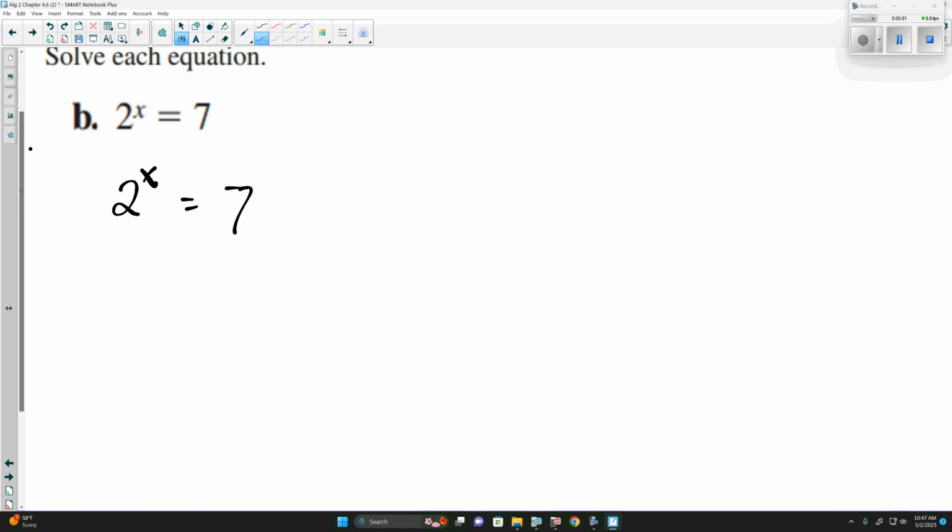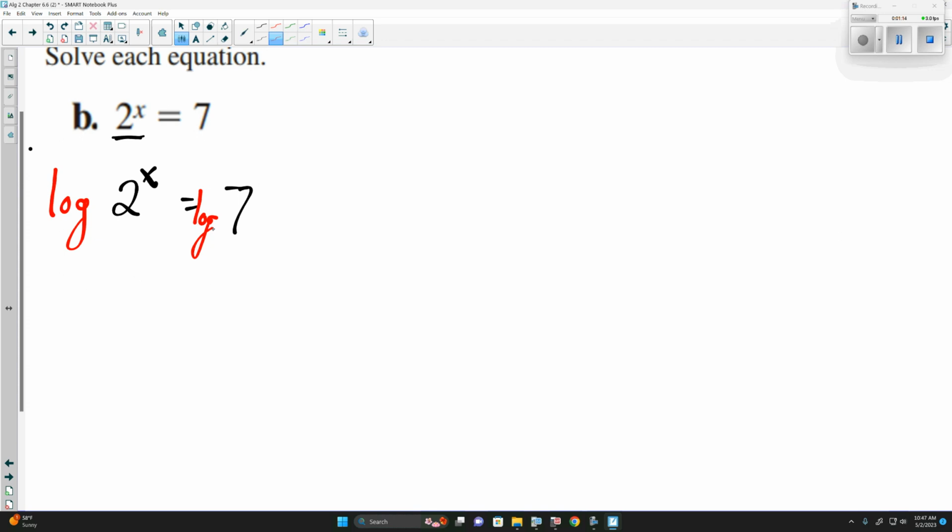Now, one of the first things we need to do is get whatever the number with the exponent variable and the exponent by itself first. Well, in this case, it is by itself. After we do that, we can apply log with a certain base to both sides. And we'll do this specifically if we only have one variable in an exponent.